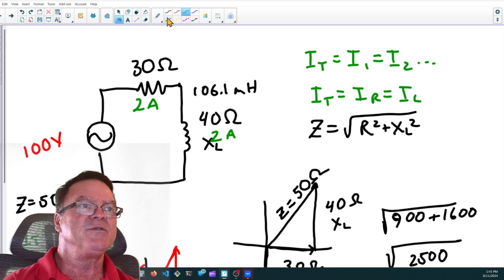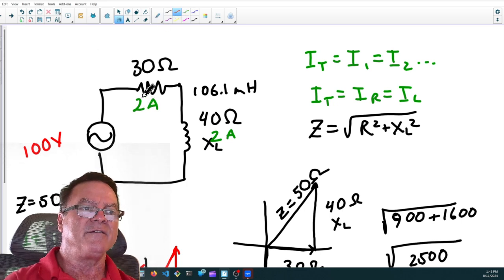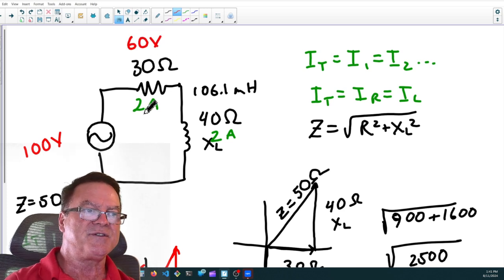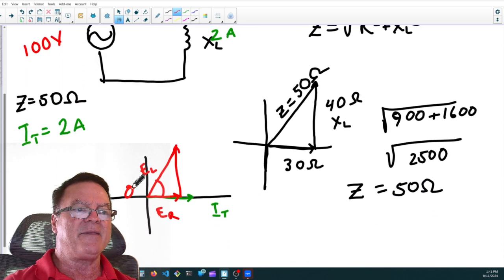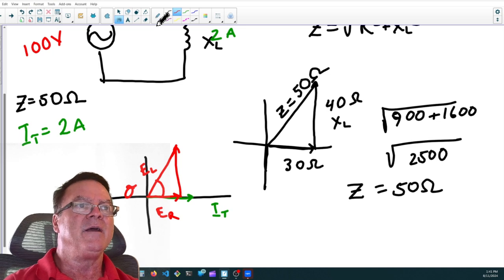And if we again use Ohm's law, I can say I have 30 ohms times 2 amps. I have 60 volts dropped across my resistor, and I have 2 times 40. I have 80 volts dropped across my inductor. Well, 80 and 60 is 140. How can that be? I've only got 100 volts. Well, that's because I have to add them vectorially.